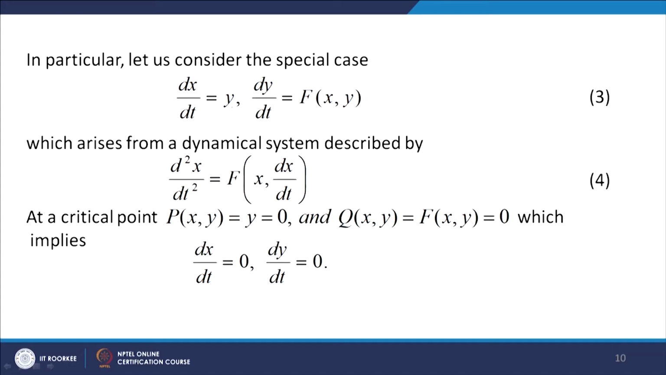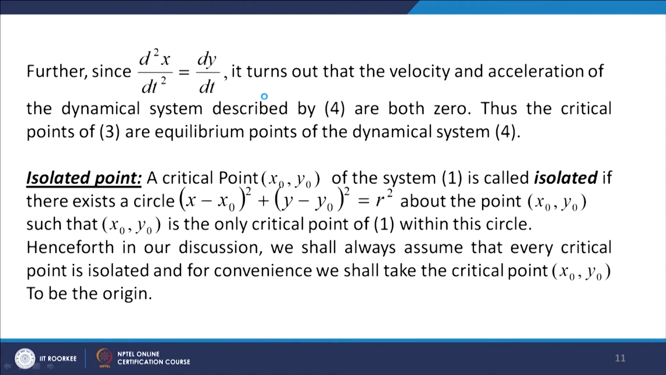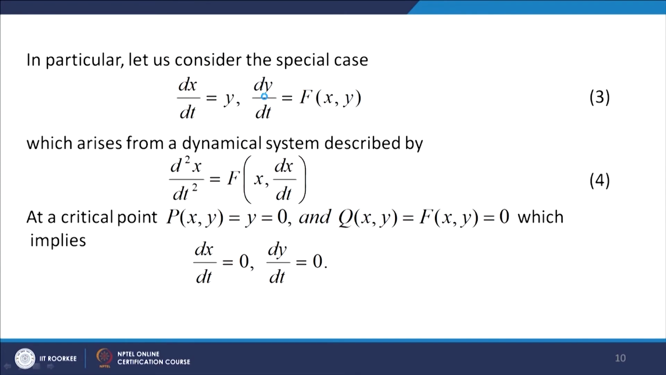So, p(x,y) equal to y is 0 and q(x,y) equal to f(x,y) is equal to 0. Now, y is equal to 0 means at the critical point dx by dt is equal to 0, and f(x,y) is equal to 0 means dy by dt equal to 0. So, at a critical point dx by dt is equal to 0 and dy by dt equal to 0, and further, since d square x by dt square equal to dy by dt, you can see from here d square x by dt square equal to dy by dt.